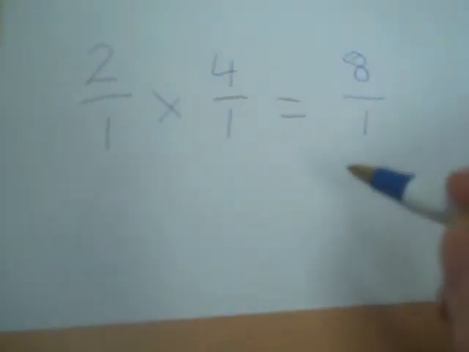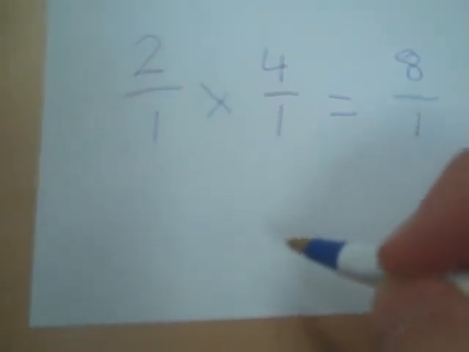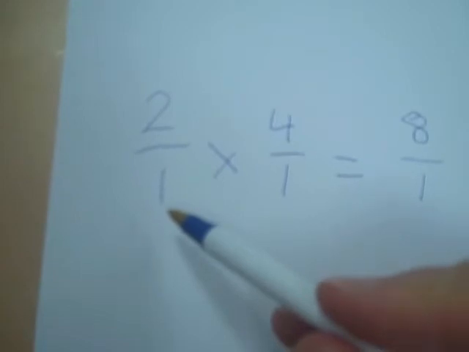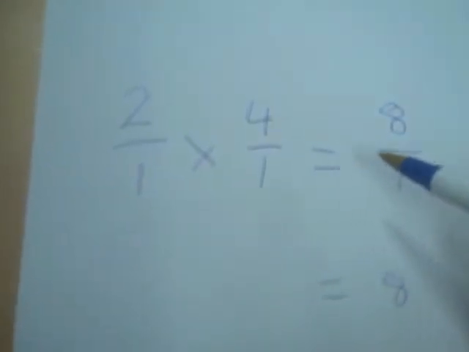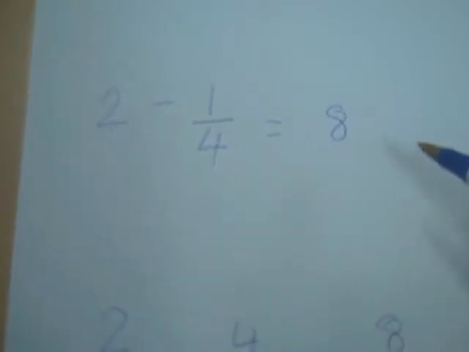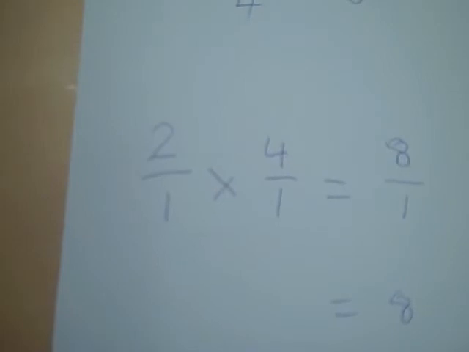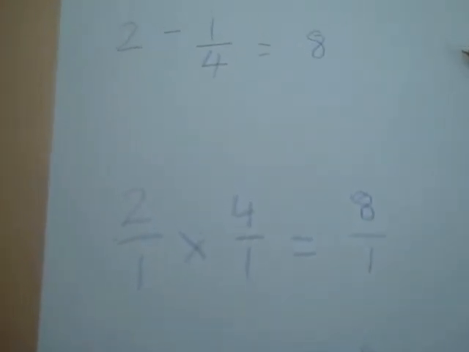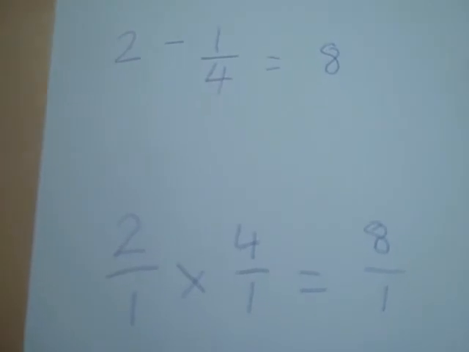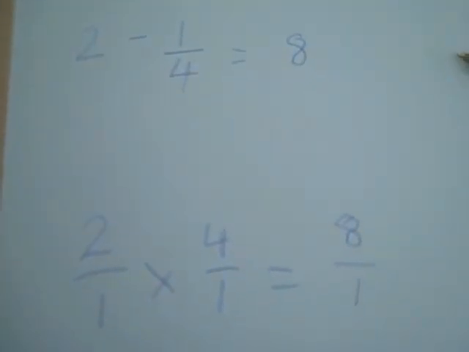So therefore we can write that improper fraction of 8 over 1 as 8. And so therefore 2 over 1 times 4 over 1 equals 8 over 1, which is also 2 divided by 1 quarter equals 8. So that's how you divide fractions. You inverse or reciprocate the divisor and then you multiply the fractions together.